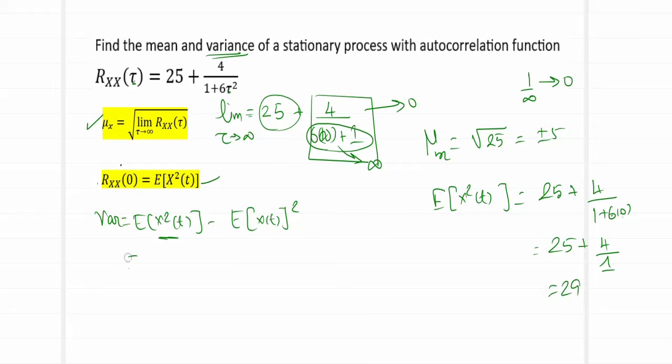So I have the variance to be 29 minus mu x the whole square. So we have plus or minus 5 the whole square. Plus or minus 5 the whole square will be equal to 25. So 29 minus 25 makes it 4. So the variance will be equal to 4.